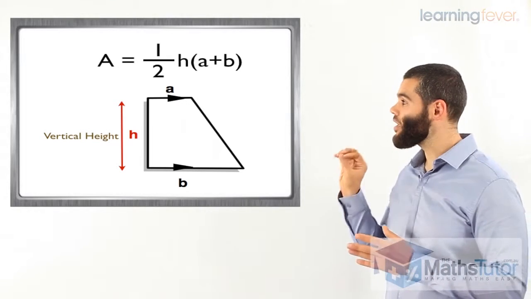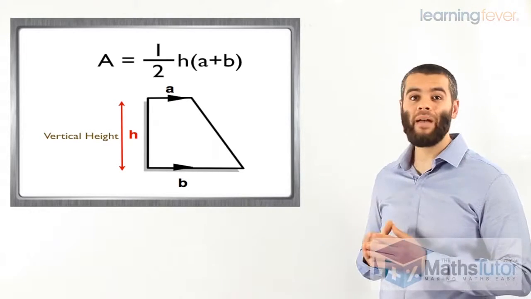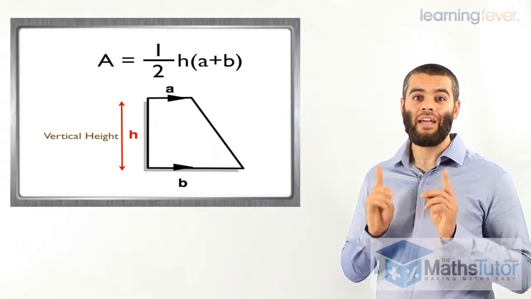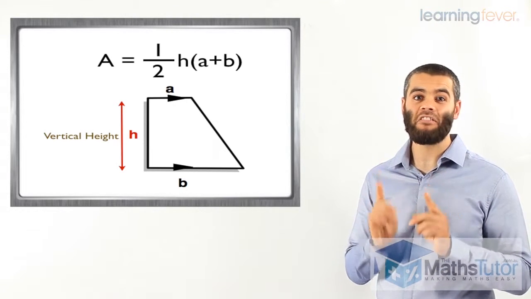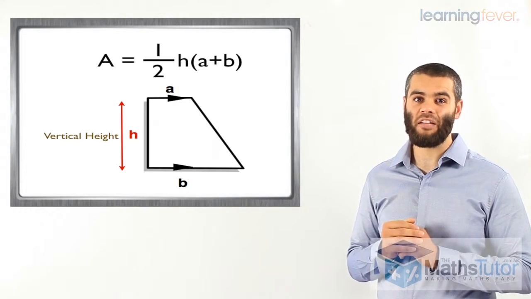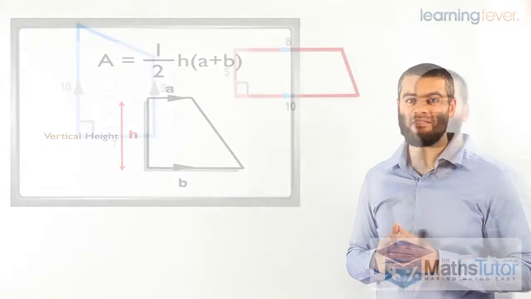However, now we're going to use some examples to work them out. Again, look for a trapezium. How do you know? It has one pair of parallel lines. Let's do some examples now.